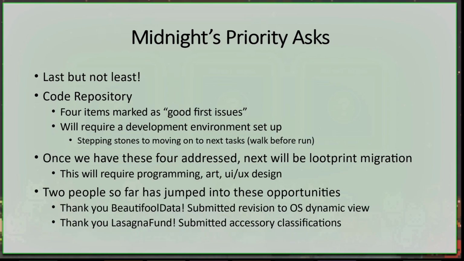And I do want to give a thank you. 2 people did jump into the GitHub and make contributions. The first one is Beautiful, who submitted a revision to the OS dynamic view, and Lasagna Fund and the broader Meow have both done quite a bit of work in accessory classifications, and Lasagna Fund is the one who actually is doing the submissions for those. Everybody be sure to say thank you to Beautiful Data and to Lasagna Fund, because they have done work for you.